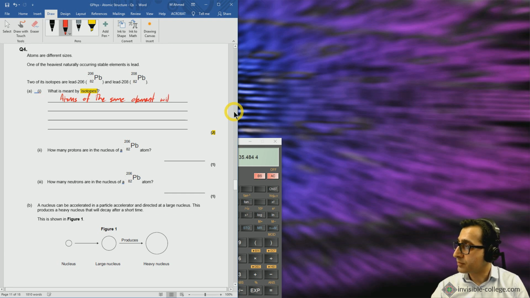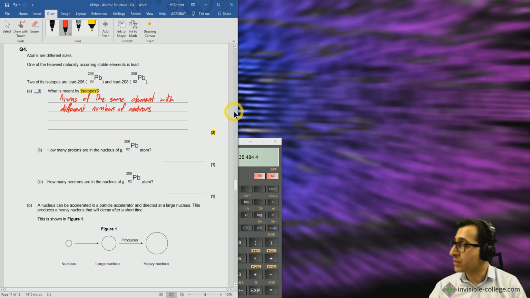with different numbers of neutrons. Now, you can say different numbers of neutrons, or you can say different mass numbers. So I'm just going to go ahead and say different numbers of neutrons. So isotopes are atoms of the same element with different numbers of neutrons or different mass numbers.